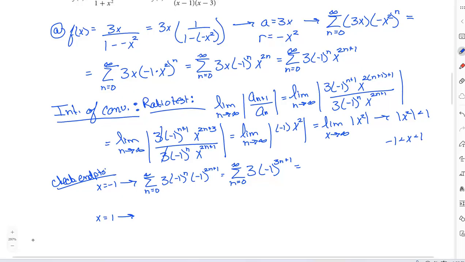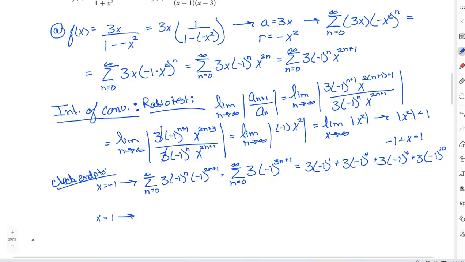So if I plug in a 0, let's see what's going to happen. If I plug in a 0, I'm going to get negative 1 to the first. If I plug in a 1, I'm going to get negative 1 to the fourth. If I plug in a 2, I'm going to get negative 1 to the seventh. Plug in a 3, I'm going to get negative 1 to the 10th.